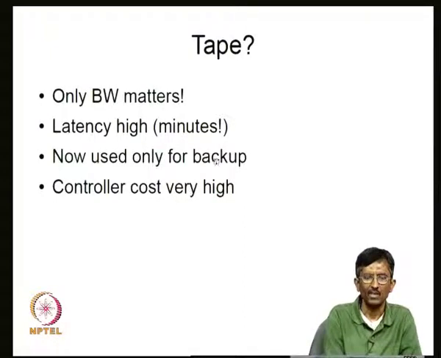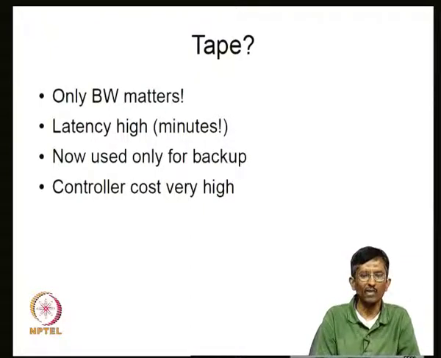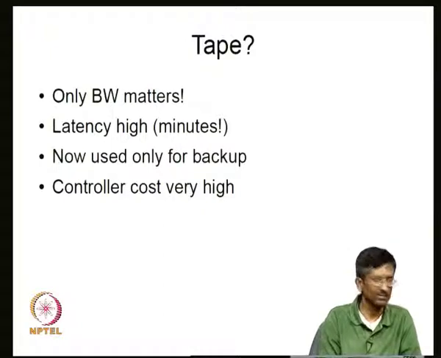Okay. Also, the controller cost is very high. Basically these are very big systems, so the electronics that controls these things is very costly. Okay. So we will not be discussing tape in this particular course that much, but I want you to be aware that tape is a viable medium still, because this is a very low cost for extremely large capacity storage. Okay.